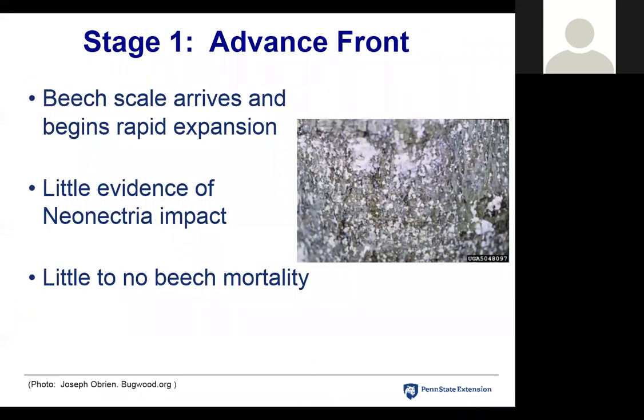So there are a few stages actually of the beech bark disease and the progression through a stand. And the first stage is called the advance front. And that's when the beech scale is really arriving into a new area and beginning a rapid expansion. You see a rapid expansion of the population. You see more evidence on the trees that the scale is there. But there's actually, at this point, very little evidence of the Neonectria impact. So we just have the impact of the beech scale, and again, that doesn't actually lead to the mortality. So in that very initial stage, you will see little to no beech mortality.